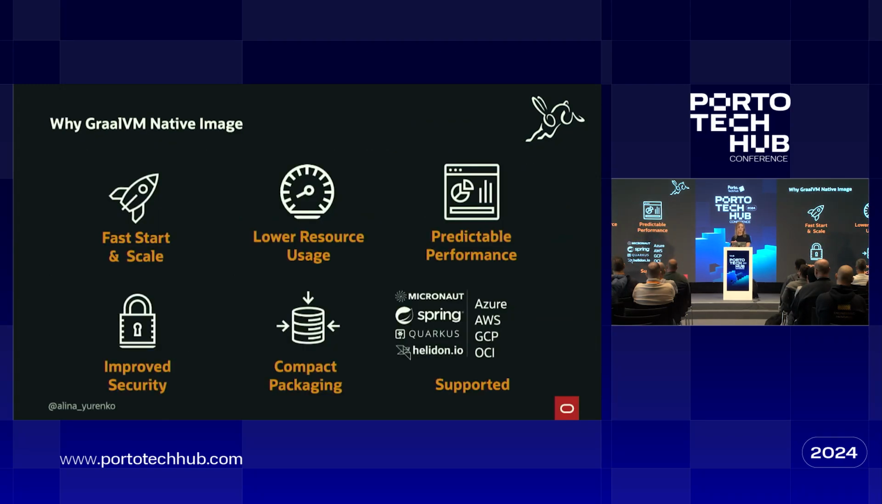So to summarize why native image, I hope I convinced you by now at least to try native image, because it will give you a chance to start your Java applications much faster, reduce your resources usage, and have very predictable performance, in addition to things like additional security, compact packaging, and support from all those cloud frameworks and vendors.